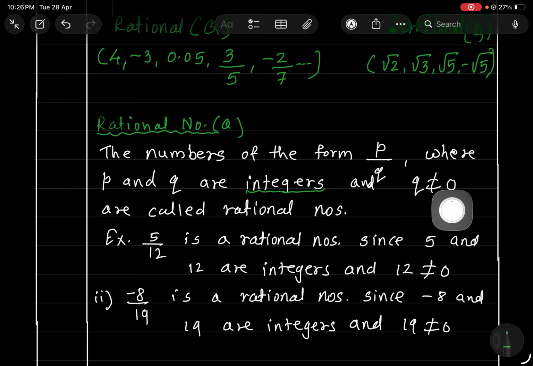Q is not equal to 0. See, P upon Q, Q is the denominator. If we take the denominator 0, then the answer will be infinity, so you can't write that in the form of P upon Q. Our concept is that a rational number is of the form P upon Q. But if Q is 0, then the answer is infinity, and it will not be a rational number. So always one condition is there: Q not equal to 0, these are called rational numbers.